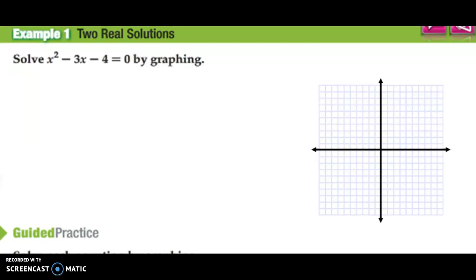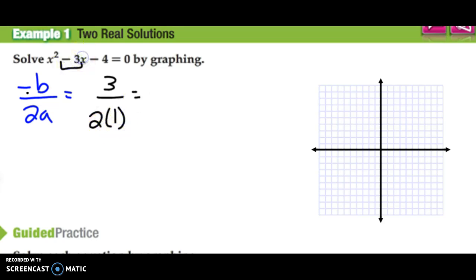Now, if I was going to solve this by graphing, it says to solve x squared minus 3x minus 4 equals 0 by graphing. So if we're going to solve it by graphing, we need to make a table of values. First, let's find where our vertex is going to be. That's at -b over 2a, which is how we find our axis of symmetry to find our vertex. So we would get -(-3), which is a positive 3, over 2 times 1. Well, 3 over 2 times 1 is just going to be 1.5. So that's my x-coordinate of my vertex, 1.5.